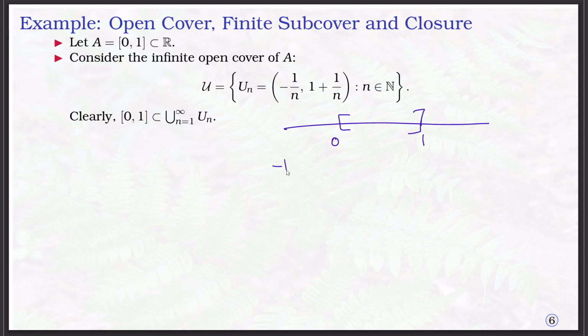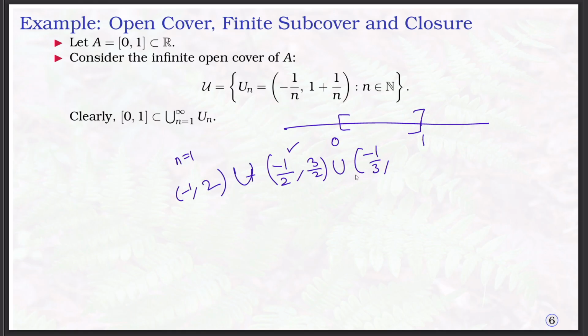If you take n as 1, one can get minus 1 comma 2. If you take n as 2, one can get minus 1 by 2 comma 3 by 2. Then the union, n equal to 3 gives minus 1 by 3 comma 1 plus 1 by 3, so 4 by 3. Now, one can observe that if you take any element x belonging to the closed interval 0 comma 1, obviously x belongs to this cover. It goes on like this and it goes on as an infinite cover. So it belongs to this cover.